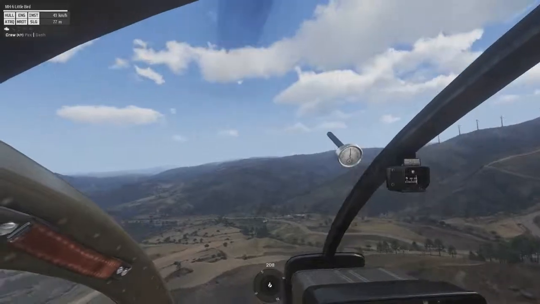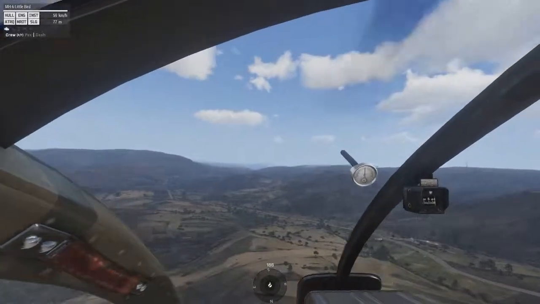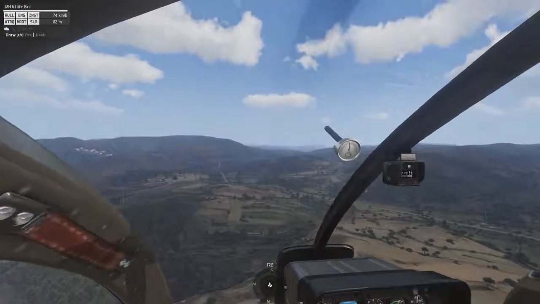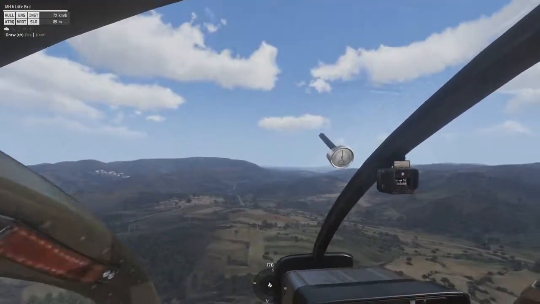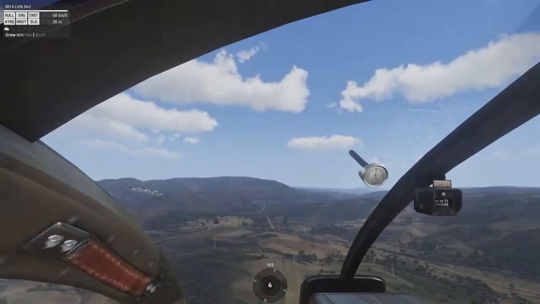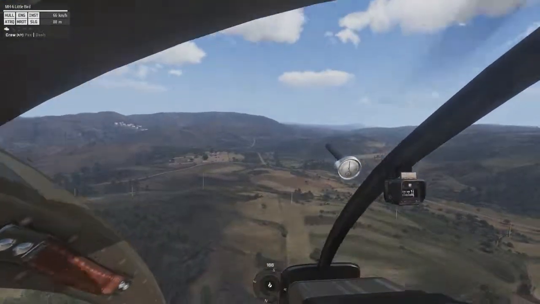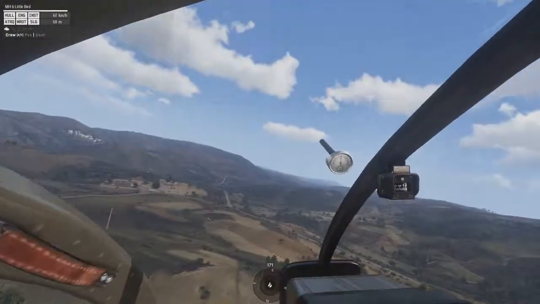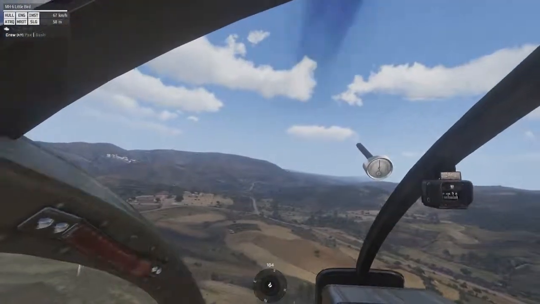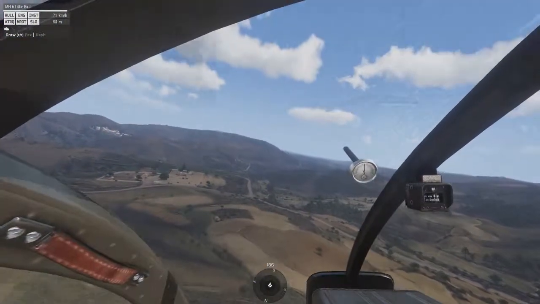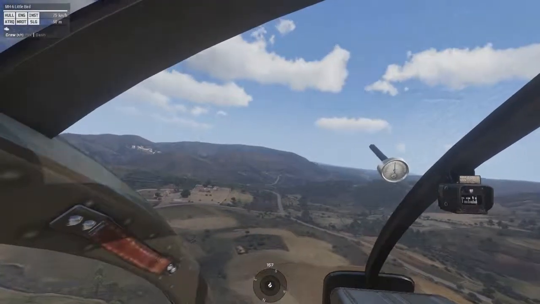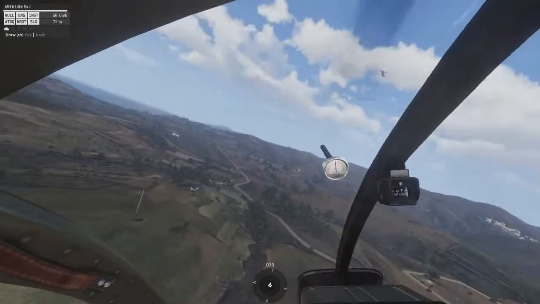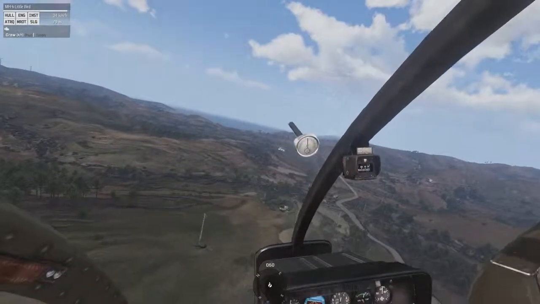So the main controls are your collective, which controls the speed you go up and down, and the amount of lift that goes into the air, and your cyclic, which controls forward and back, right and left. Okay, that basically covers the main controls of the helicopter.